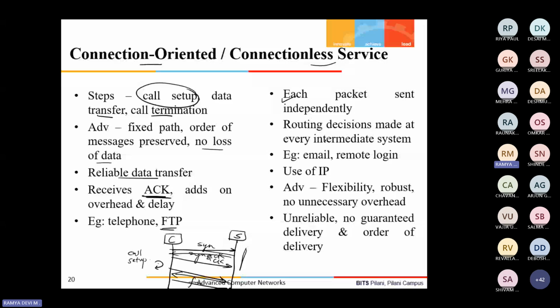Email, remote login, Telnet, IP are all examples of connectionless service, where it will not guarantee the packet order or even the reliability. So it gives you flexibility and robustness. But we cannot guarantee in-order delivery of packets. It avoids unnecessary overhead.